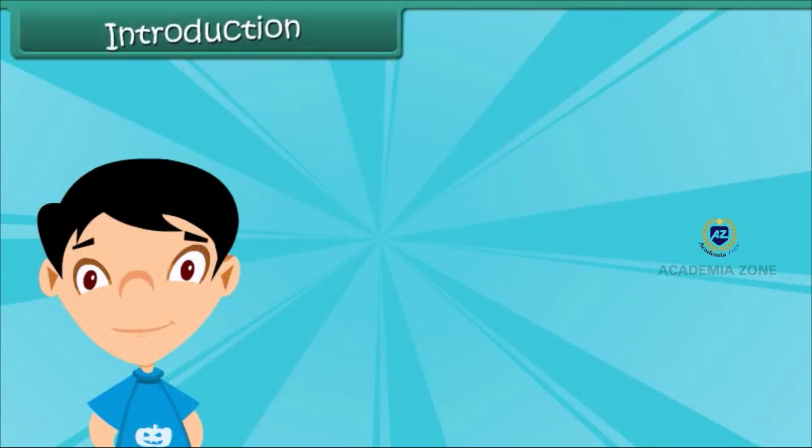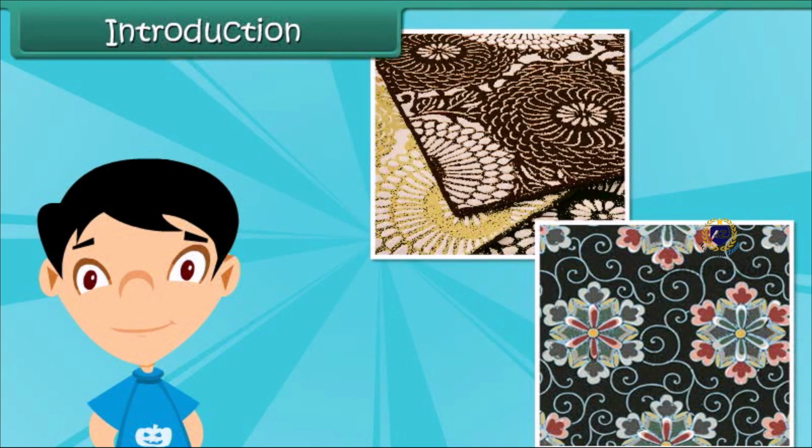Introduction. Look at these designs. Aren't they looking beautiful? It is because they have some arrangement in specific order. When things are arranged following a rule in specific order, they make patterns. Let us learn more about patterns.